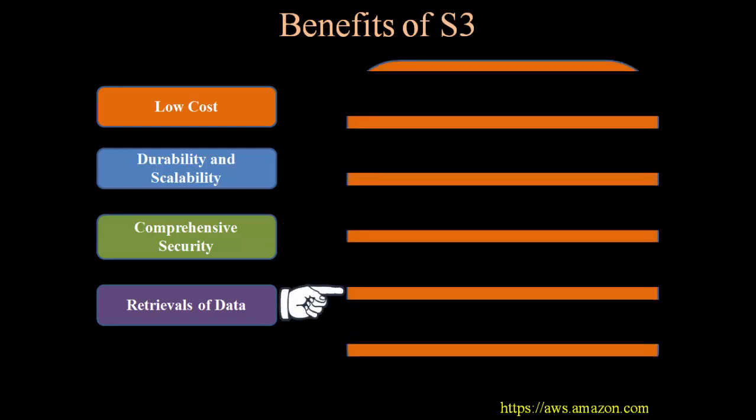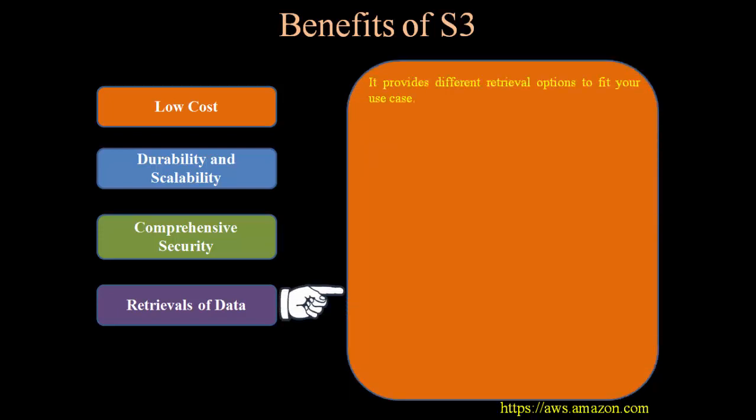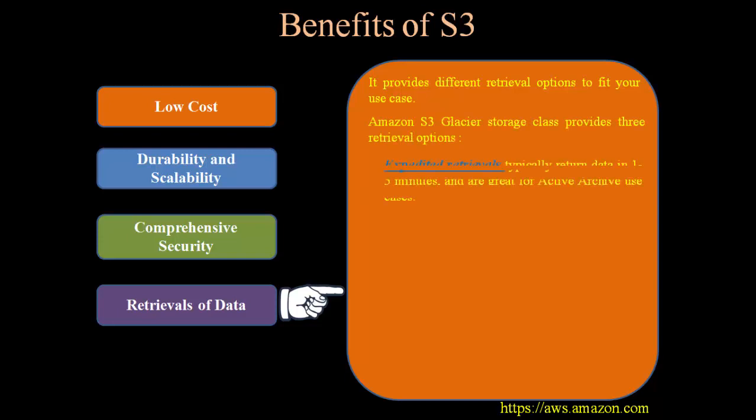Last, that is the retrieval of data. It provides different retrieval options to fit your use cases. Based on your usage, you can go for any class. The Amazon S3 Glacier storage class provides 3 retrieval options. One is expedited retrievals. It typically returns data in 1 to 5 minutes and is great for active archive use cases. So if you want to access your data within 1 to 5 minutes, at that time you can go for this option.